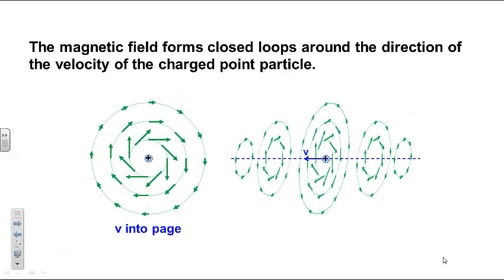The magnetic field of a charged point particle forms closed circular loops around the direction of the particle's velocity. This is different from gravitational fields and electric fields that terminate or originate at the source particle. Take a moment now to practice the right-hand rule to determine the direction of the magnetic field of this particle.